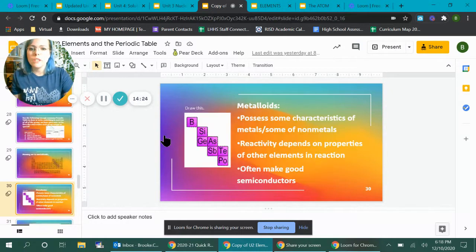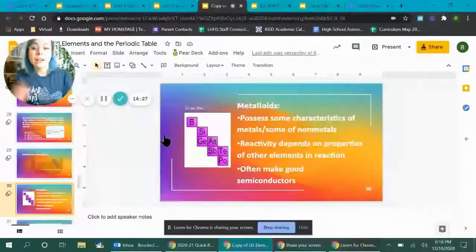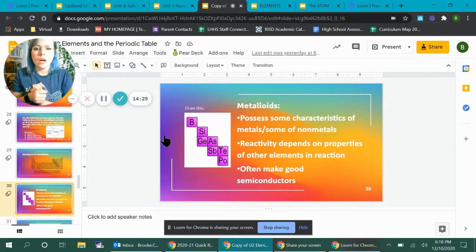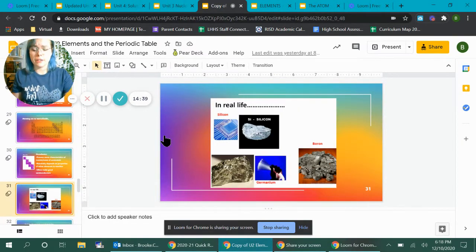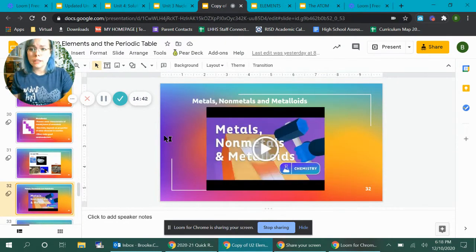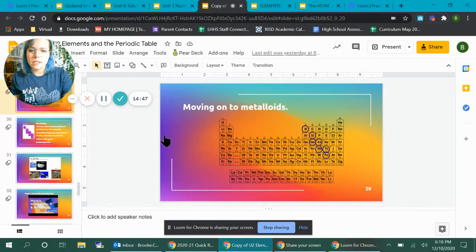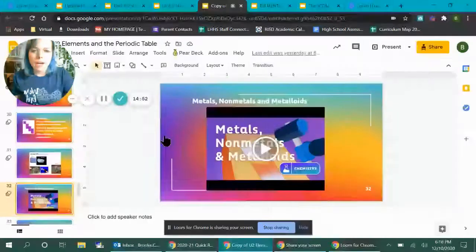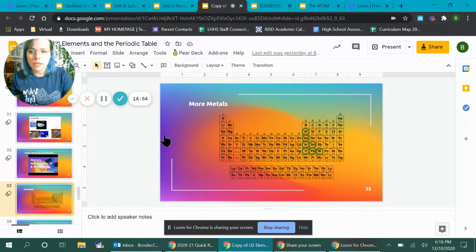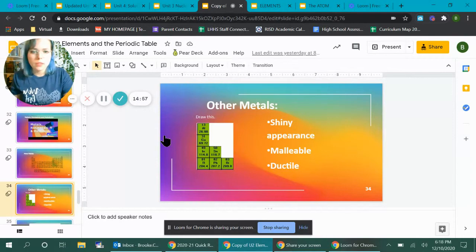Now we're going to talk about metalloids. They're kind of like metals, kind of like non-metals. It just depends on what's happening in the reaction, what reactions we have with it, and they make good semiconductors. That means they're kind of conducting, not amazing, but not terrible. So that's kind of the staircase-ish. Well, not staircase, but you get my drift. And then underneath that, we have more metals. So pretty much the same kind of deal as the rest.